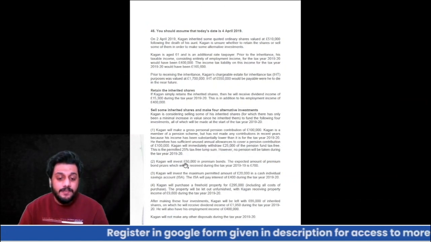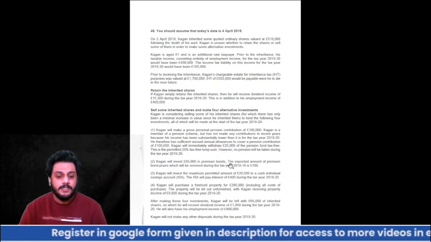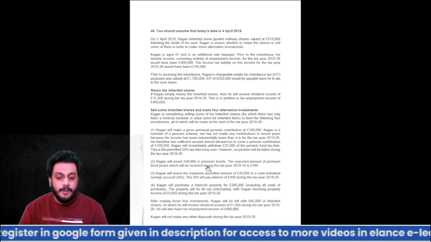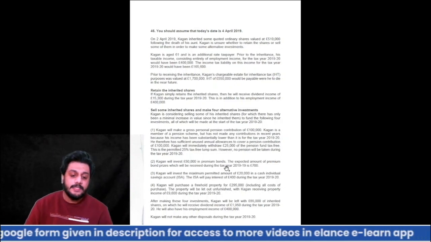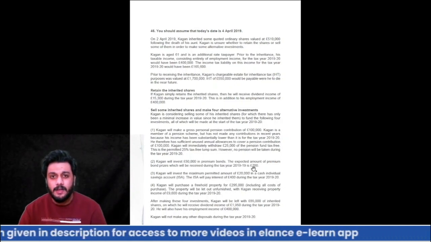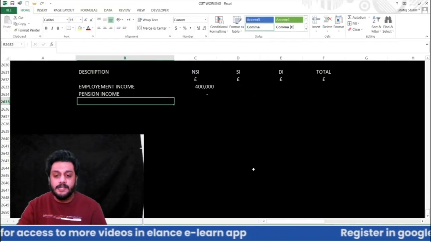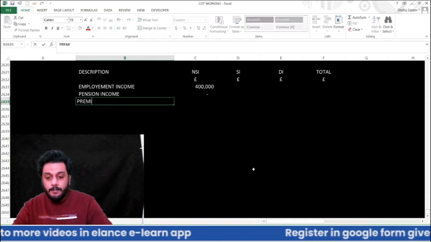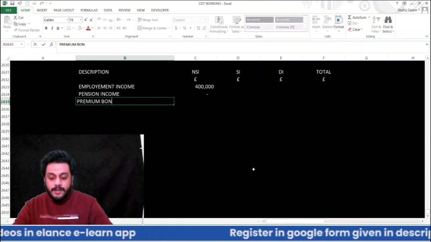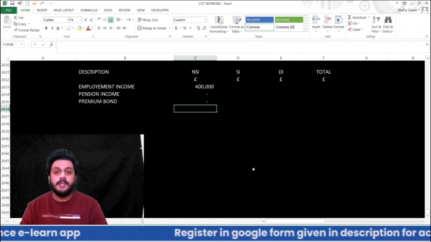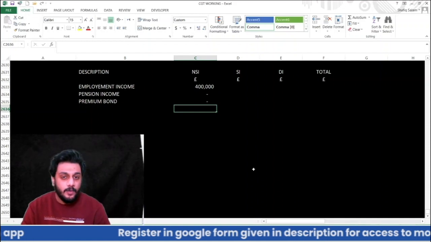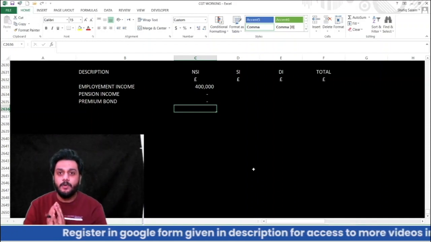Kagan will invest 50,000 in premium bonds. The expected amount of premium bond prize which will be received during tax year 2019-20 is 700. Premium bond is an exempt income. We already learned this under the income tax topic. So premium bond we will be writing here, and we have to put the 0 under the NSA in order to make the valuer aware that premium bonds are exempt.